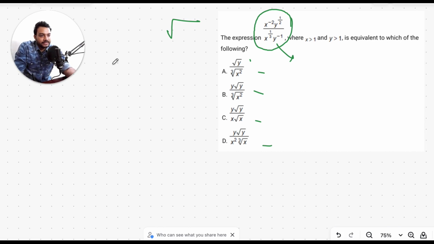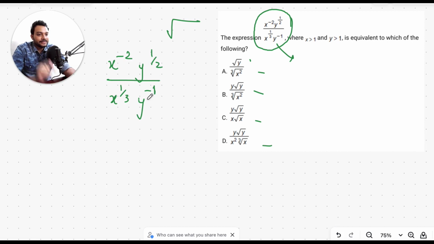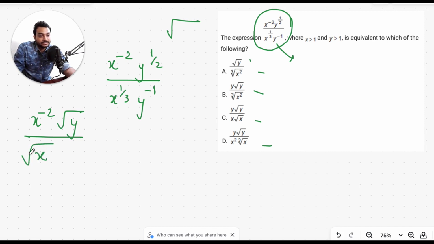Okay. So let's see. x raised to the power negative 2, y raised to the power half, over x raised to the power 1 by 3, y raised to the power negative 1. So first of all, the rule of exponents. Any number raised to the power 1/2 is basically a square root. So I can write x raised to the power negative 2 times square root of y over x raised to the power 1 by 3. That's a cube root or the third root. It's written like this, third root.